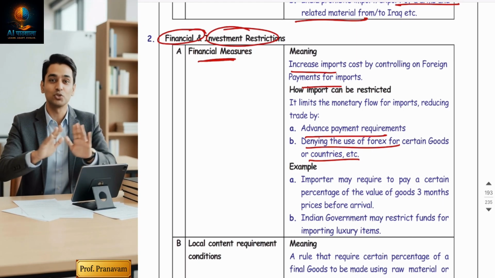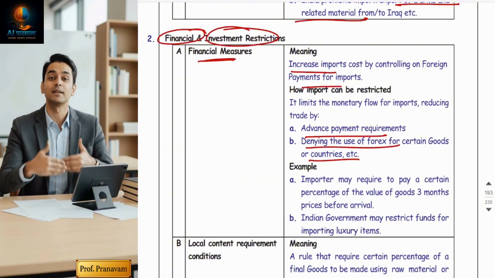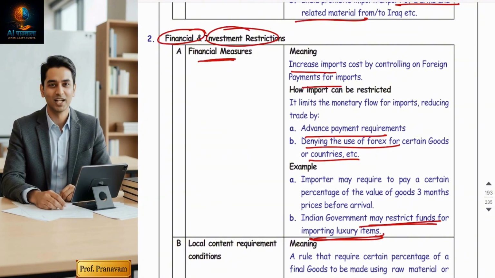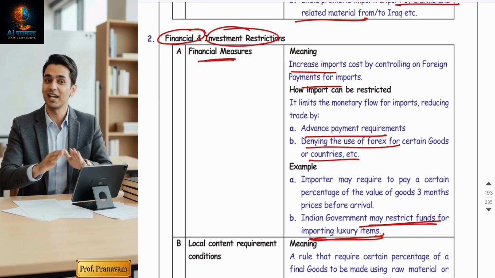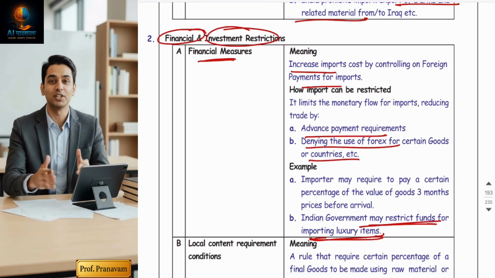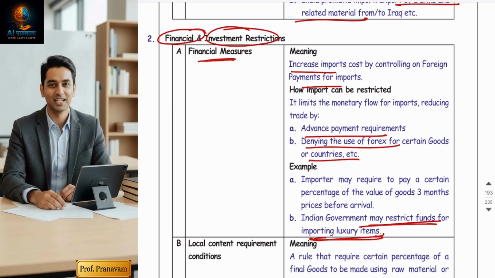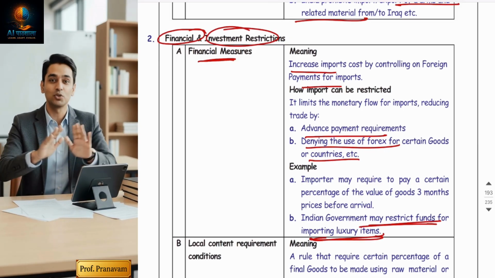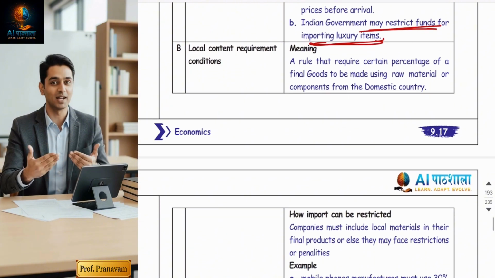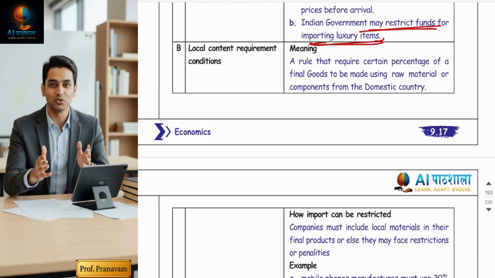The best example is restricting luxury imports. On luxury items, the government always has set limits on providing foreign currency to the importers. If they will not give you foreign currency, how will you order from foreign countries? Import will get restricted. It's very simple. Next is local content requirement.